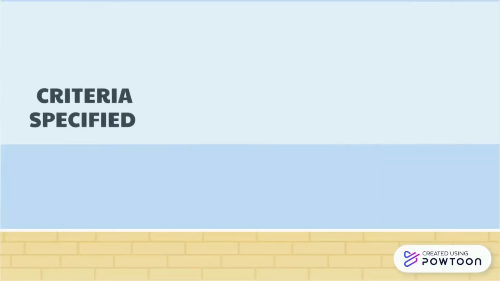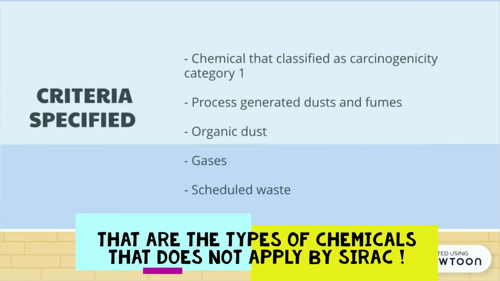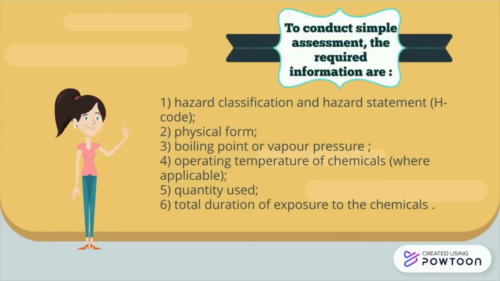The criteria specified are chemicals classified as carcinogenicity category 1, process-generated dust and fumes, organic dust, gases, and scheduled waste. To conduct a simple assessment, the required information is the hazard classification and hazard statement, physical form, boiling point or vapor pressure, operating temperature of chemicals, quantity used, and the total duration of exposure to the chemicals.